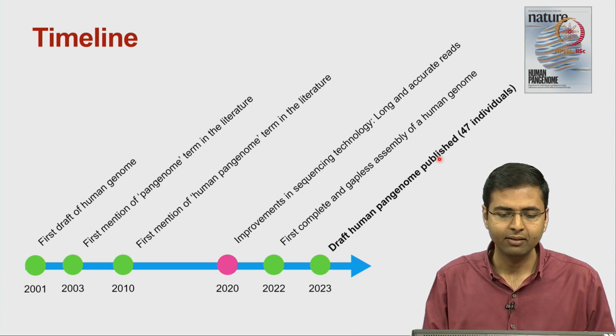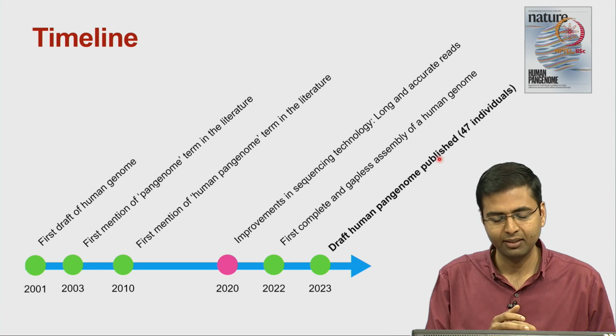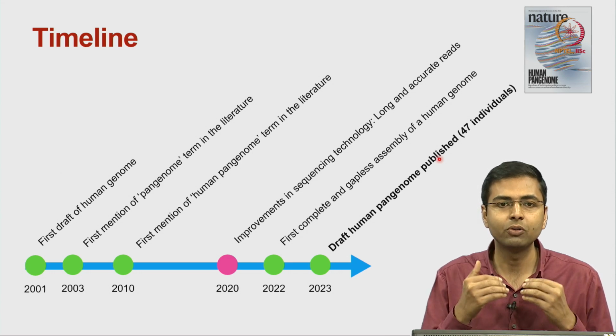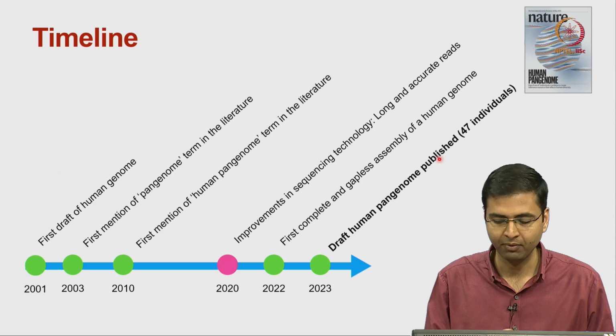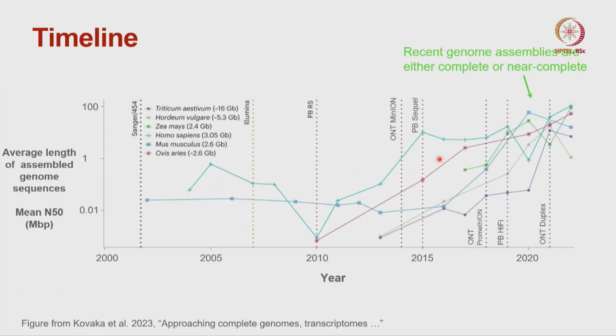So, as I said, the concept of human pangenome was catalyzed by the ability to sequence high quality human genomes. Now, we can also look at another statistic to see how the quality of assemblies has improved over the last few years. For example, on the y axis you see the average length of assembled genome sequences, indicated in million base pairs. This is a log scale, and you can see over the years as different technologies emerged in the market, for example, Sanger, Illumina, PacBio, Oxford Nanopore and so on.